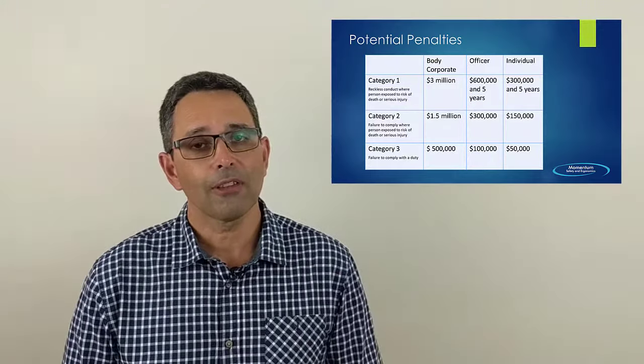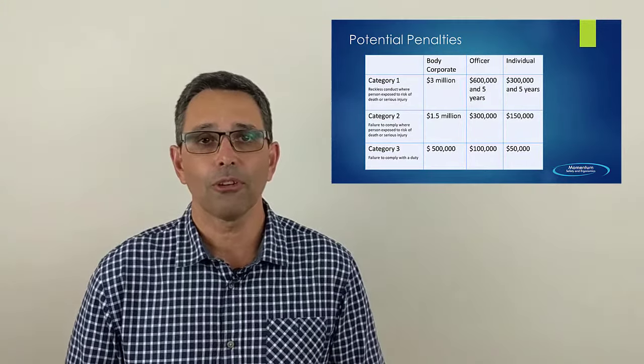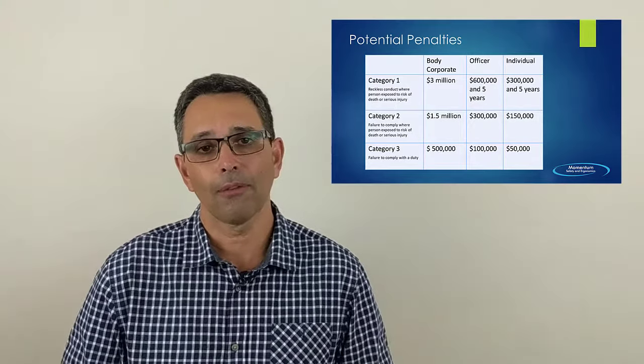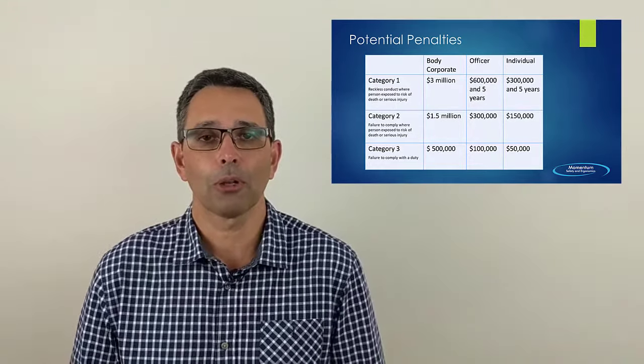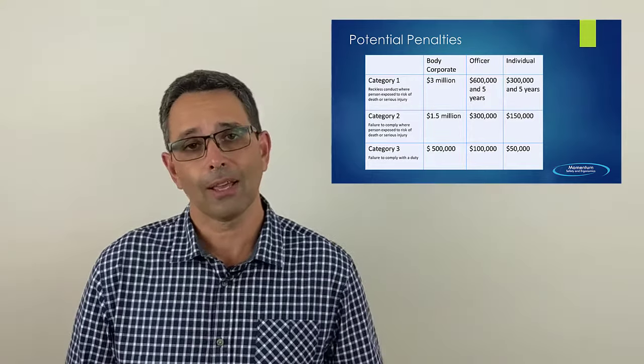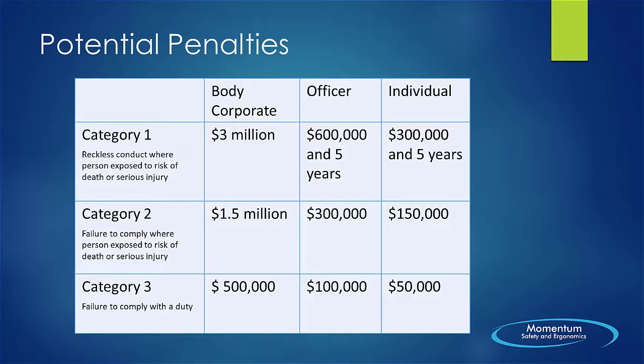There are penalties associated with non-compliance for these duties, and these penalties have 3 different categories. We won't go into them in a lot of detail, but Category 1 is the highest and Category 3 is the lowest. They depend on the seriousness of the potential risk or injury, but also how reckless the individual or company was perceived to be. Also, it will depend on whether you're a company, an officer, or an individual as to what the fine may be or what the potential jail time might be. Keep in mind, the information on this slide is maximum penalties, and these are rarely applied.